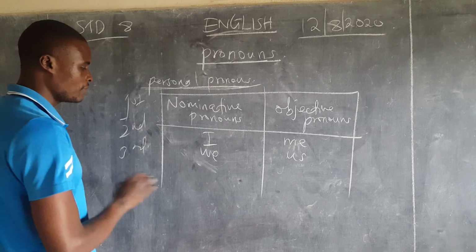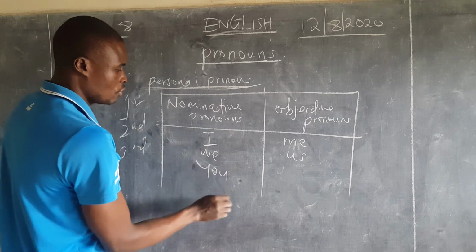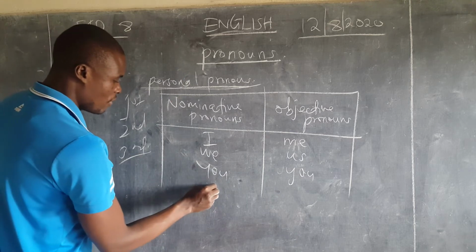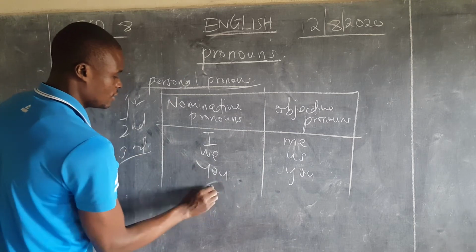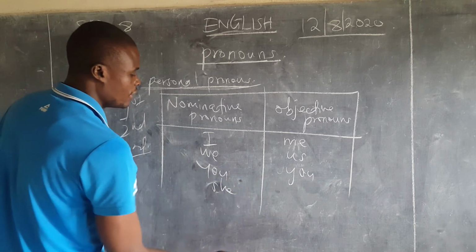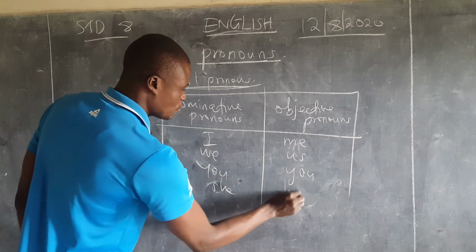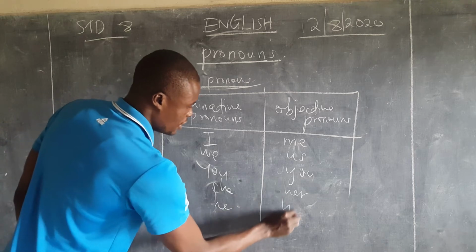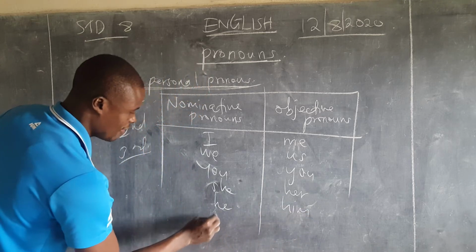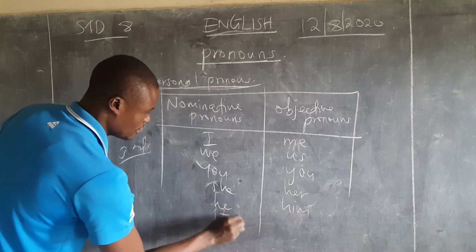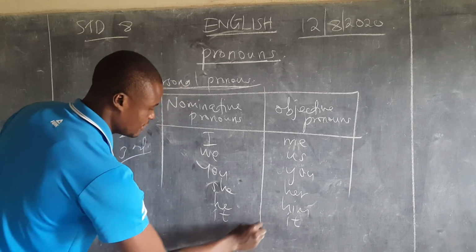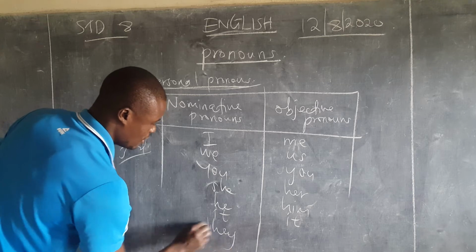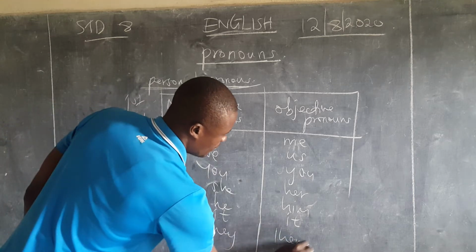Then we go to the second person. That is only you. So you remains you on this side. And then it comes to the third person, where the first one is she. Ladies first. She becomes her. Then we have he, which changes to him. Then we have it, which stays it, the same. Then lastly we have they, which changes to them.